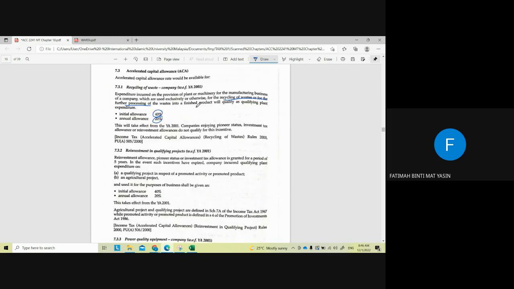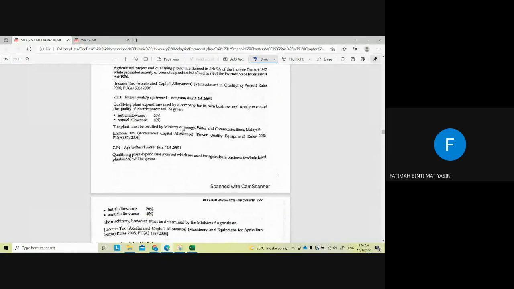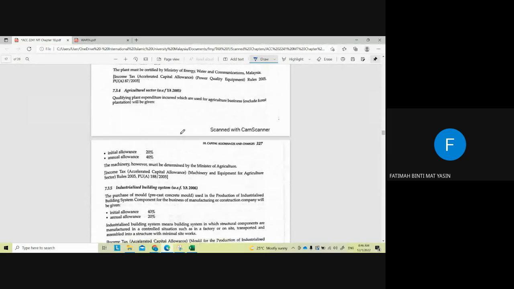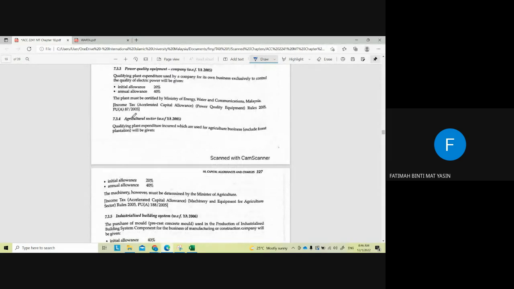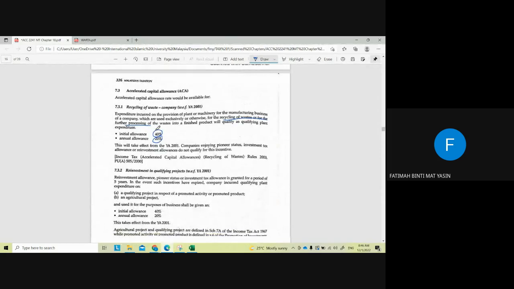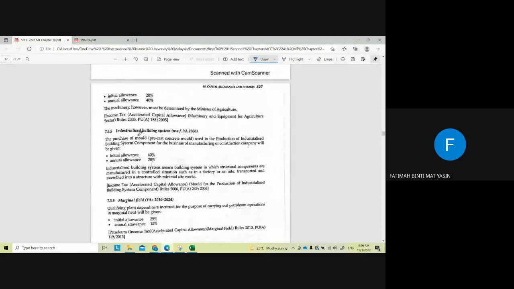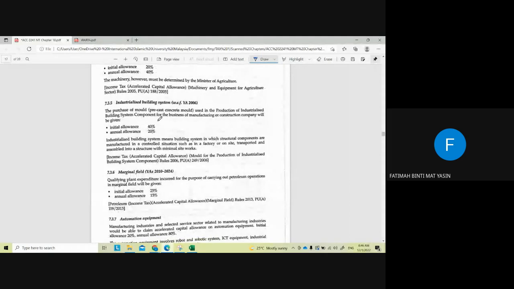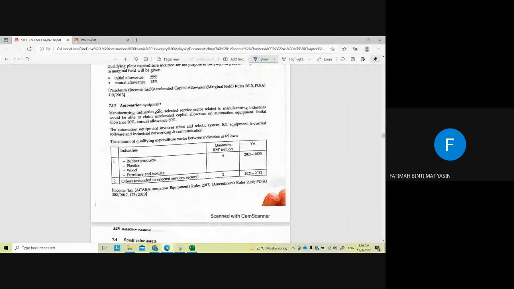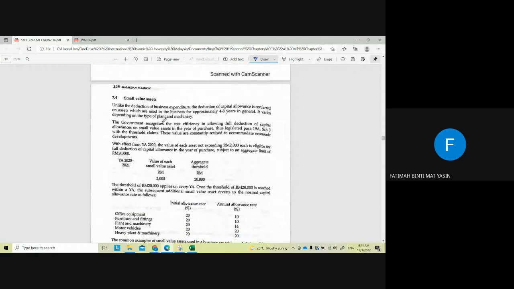For this one, you can read on your own. It is rarely tested on students, because it focuses on certain sectors. Just like this one, agriculture. This one is manufacturing. Reinvestment in qualifying projects, which you are going to learn in your text too. You can read this one on your own. This one as well. Ni baca sendiri. So 7.4.